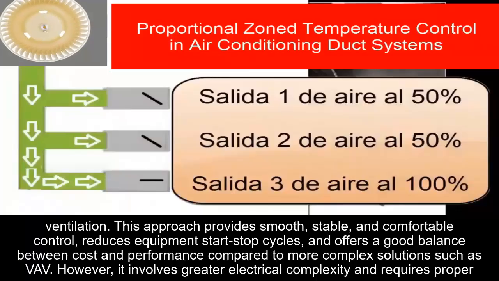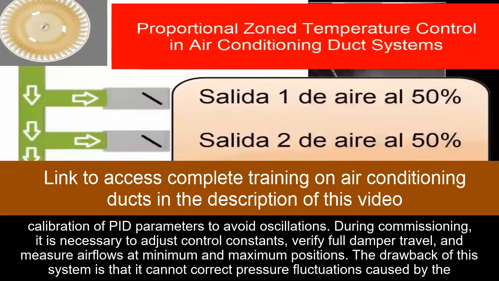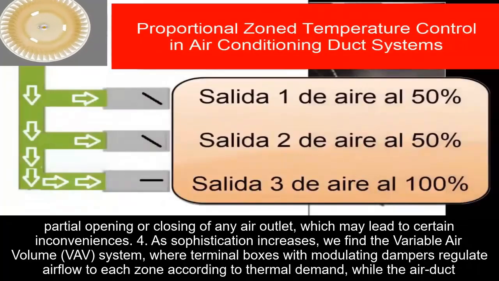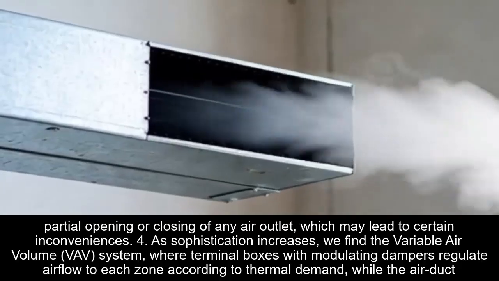This approach provides smooth, stable, and comfortable control, reduces equipment start-stop cycles, and offers a good balance between cost and performance compared to more complex solutions such as VAV. However, it involves greater electrical complexity and requires proper calibration of PID parameters to avoid oscillations. During commissioning, it is necessary to adjust control constants, verify full damper travel, and measure airflows at minimum and maximum positions. The drawback of this system is that it cannot correct pressure fluctuations caused by the partial opening or closing of any air outlet, which may lead to certain inconveniences.